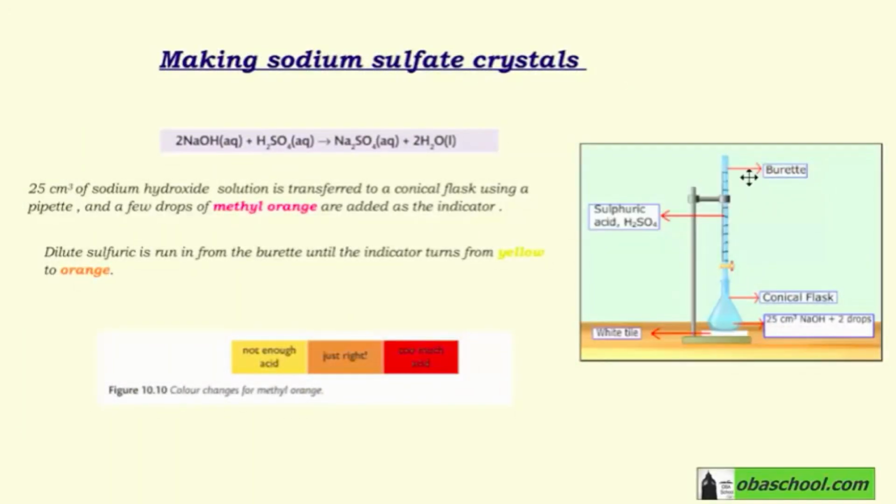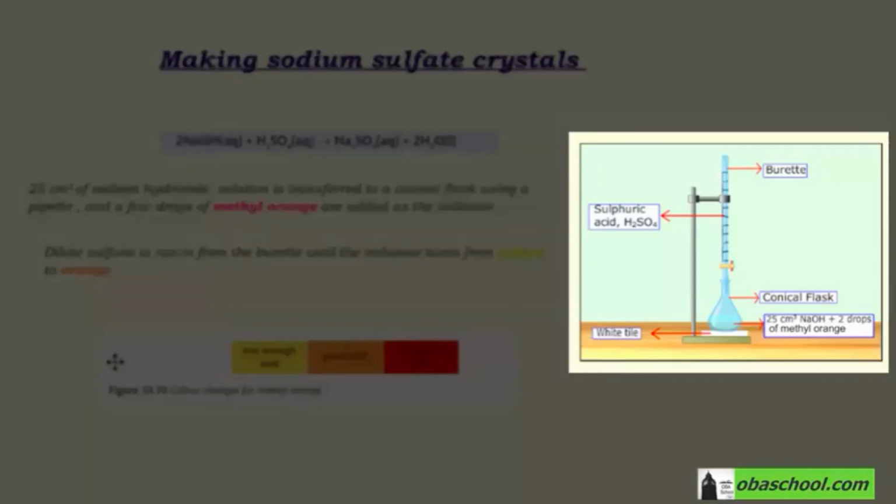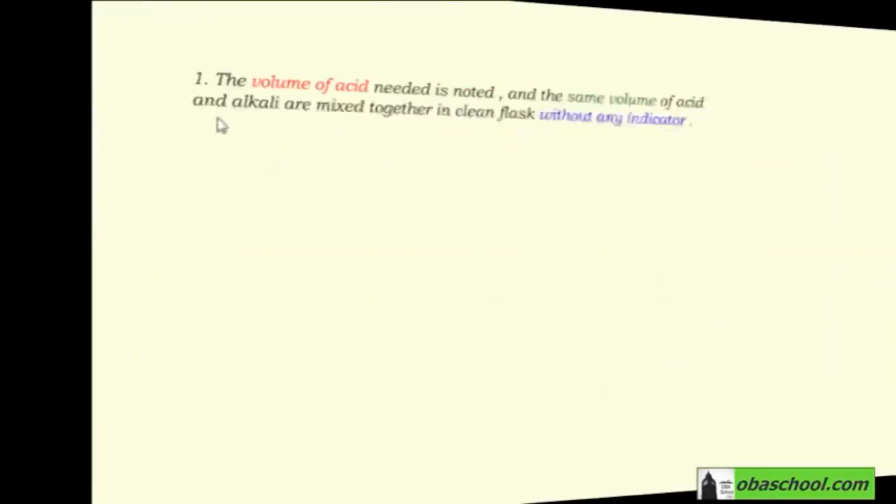After performing titration between sodium hydroxide and sulfuric acid, we obtained sodium sulfate salt. So what will we do with this sodium sulfate to transform it into crystals? We did the titration and reached the endpoint, then stopped the titration process.